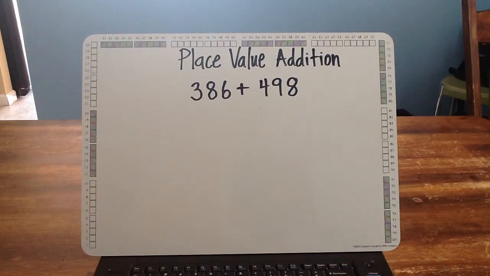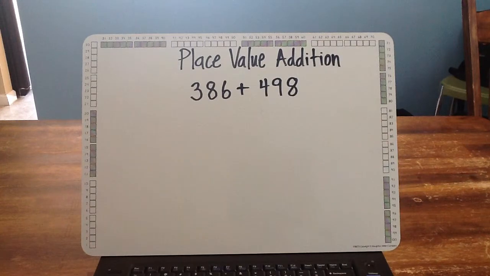Today I'm going to show you how to use place value addition to add two 3-digit numbers, but also show you how you would regroup from the ones to the tens and then from the tens to the hundreds. It's a little bit different process than we've learned before, but again it's a process that's important for the students to learn as they learn about place value and addition and how numbers work.